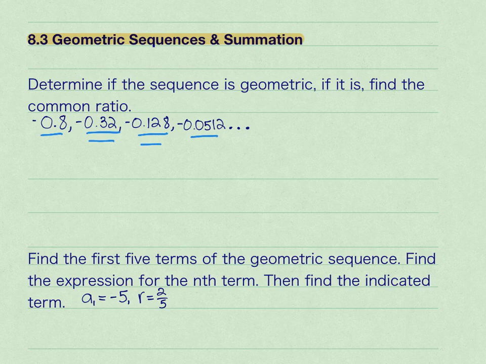So I want to do 0.32 divided by 0.8. Obviously they're negative, so they're all negative. And that's 0.4. 0.128 divided by 0.32, also 0.4. 0.0512 divided by 0.128, also 0.4. So this is yes. R is 0.4.